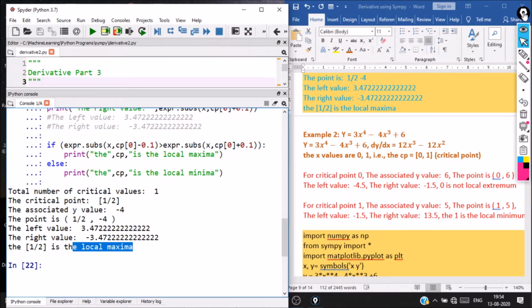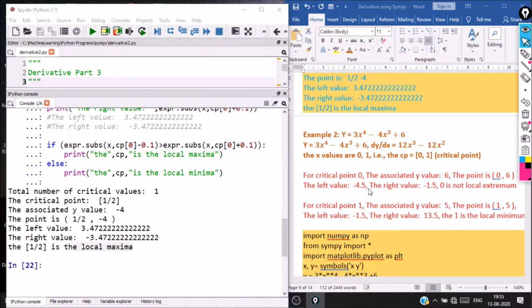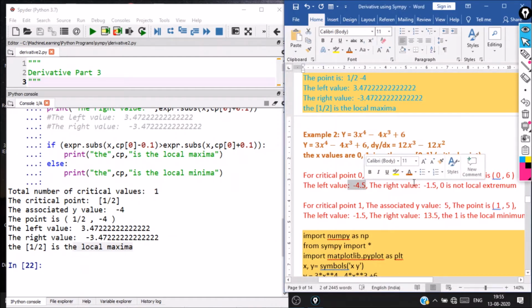So we can see, if it is the critical point 0, the associated y value is 6. The point is 0 comma 6. The left value is minus 4.5, and the right value is minus 1.5, and 0 is not a local extremum. Are you getting this one? So here both the signs are the same.